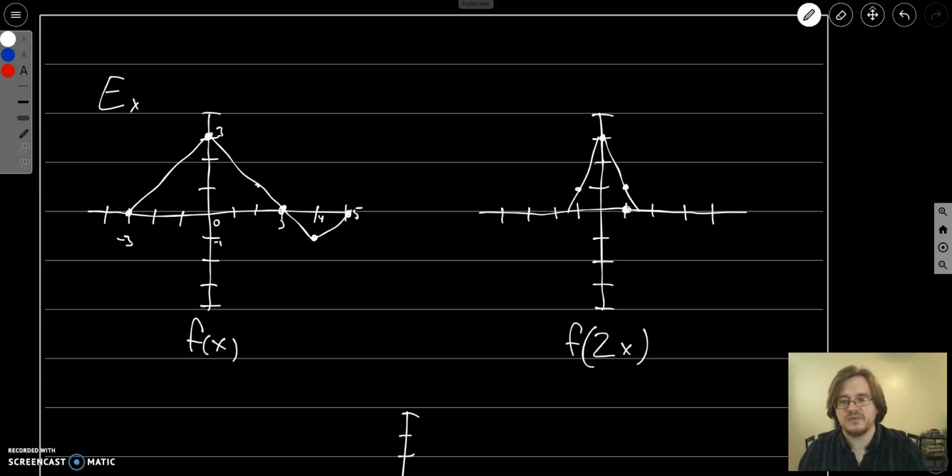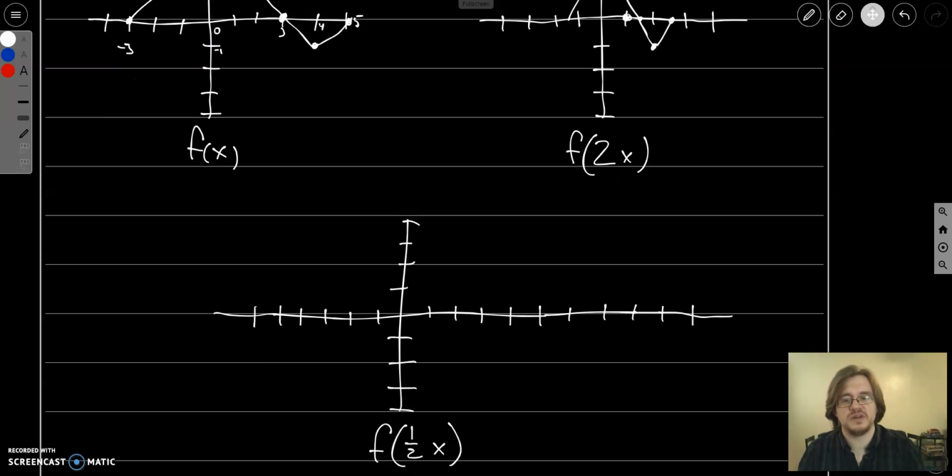So whereas before our function hits 0 at 3, now our function is going to hit 0 at 1/2 of 3, at 1.5. It hits -1 at 4, so instead now it's going to hit -1 at 2, and then it will climb back up. So we have compressed this horizontally because we've multiplied all of the x coordinates by 2.